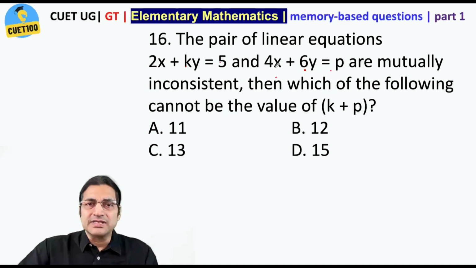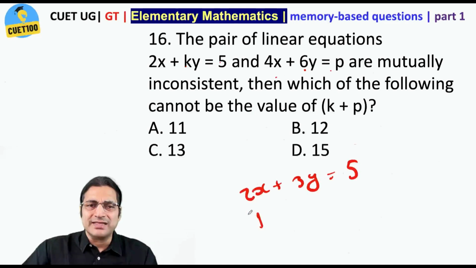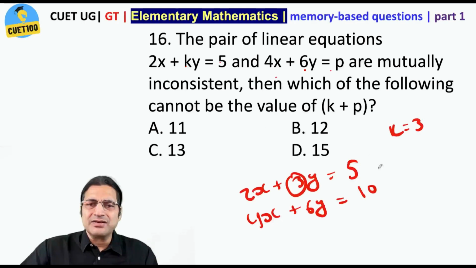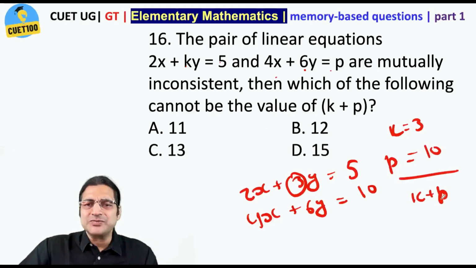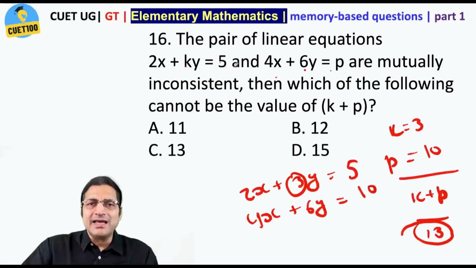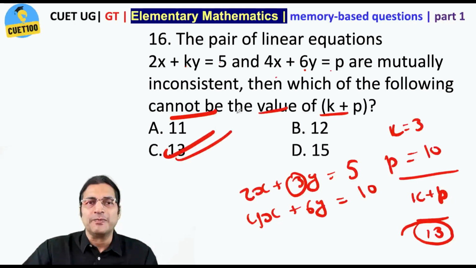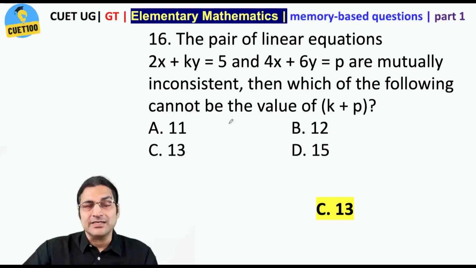All right. So this is 4x plus 6y. Let's make it 2x plus 3y equal to 5. 4x plus 6y then should be 10. So, here k is 3, right, and p is 10, and k plus p is 13. And are they inconsistent? No, they have infinitely many solutions. And what is the question? Which of the following cannot be the value of k plus p? So, k plus p certainly cannot be 13. All right. Okay, that's the answer.